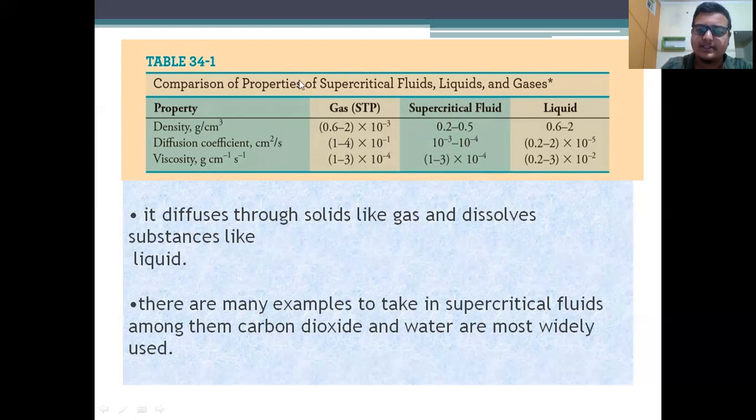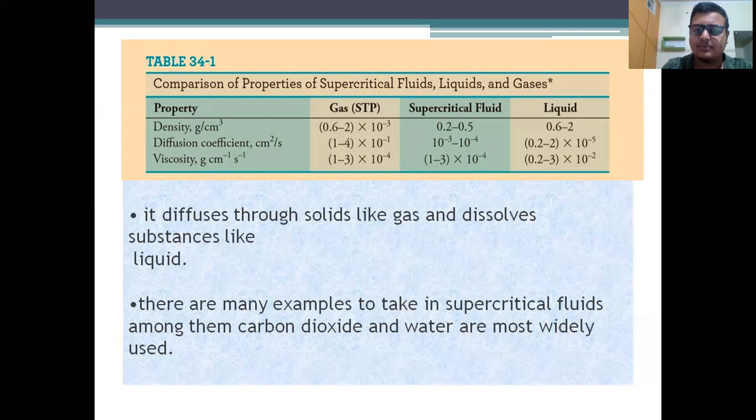So, as I explained here in the tabular column, as I said earlier, it diffuses through the solid like a gas and dissolves the substance like a liquid. It moves like a gas through the solids, any kind of solid, but it also has the properties of a liquid, so it dissolves the substance like a liquid.